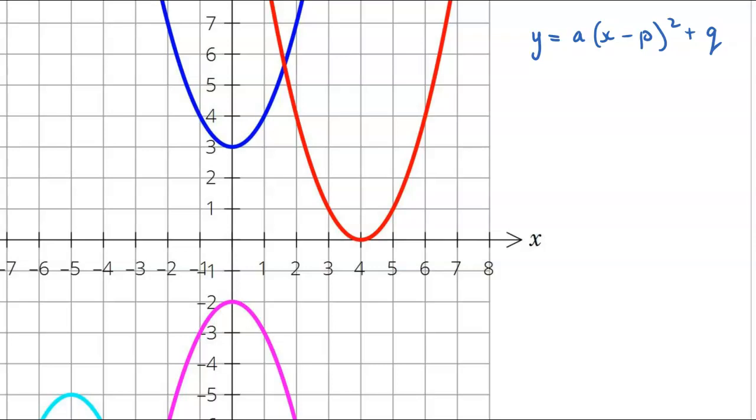All right, so with this first one, the turning point is at (0, 3). So there is no horizontal translation. All that's happened with that blue parabola is that it's shifted up 3. It's not inverted, so my A value must be 1. P must be 0 because there's no horizontal translation. It's just moved up 3. y equals x squared plus 3. I think we've actually graphed that exact function previously.